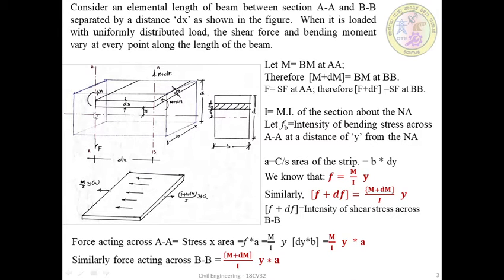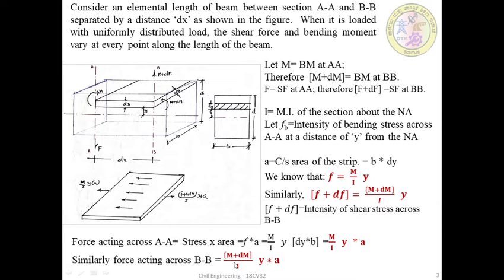Force acting on the section AA is, as per the definition of stress, the ratio of the magnitude of the force to the cross sectional area. So force is equal to stress into area. Stress is equal to f, and a, the small a, is the cross sectional area, nothing but b into dy. So you can substitute in the equation: force is equal to f into a. So force is equal to M by I into y into area, b into dy. Finally we arrive at M by I into a y.